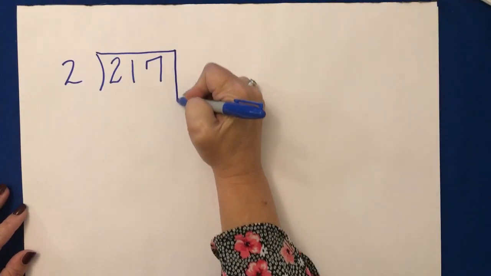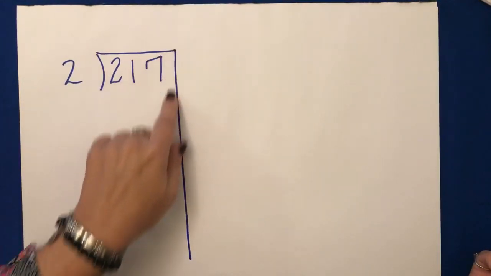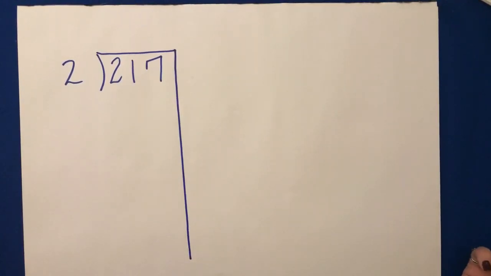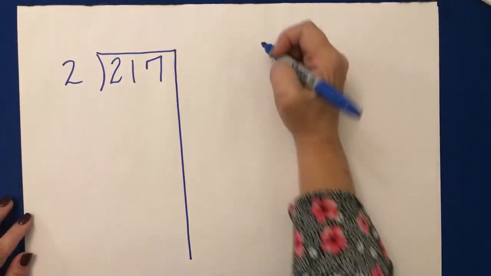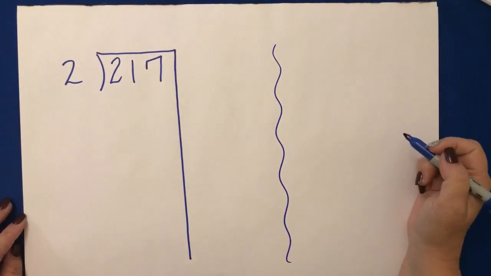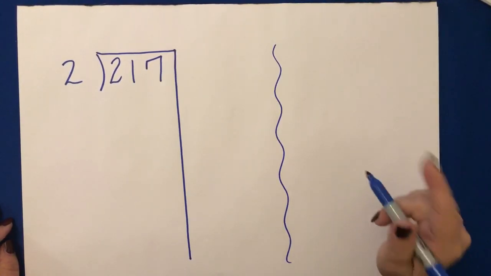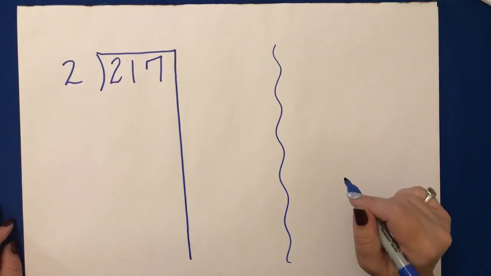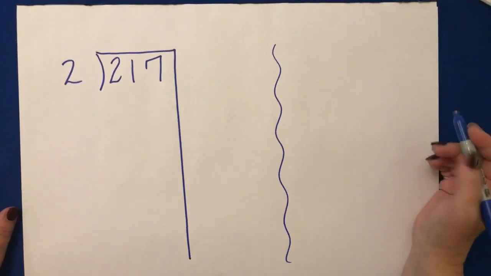Now I'm going to draw a long line down here, because this strategy that I'm going to show you is also known as the Big 7. So you can see that our division symbol now kind of looks like a big huge 7. The great thing about this strategy is that you only need to know your 1s, 2s, 3s, 4s, and 5s times tables in order to divide and solve this problem.